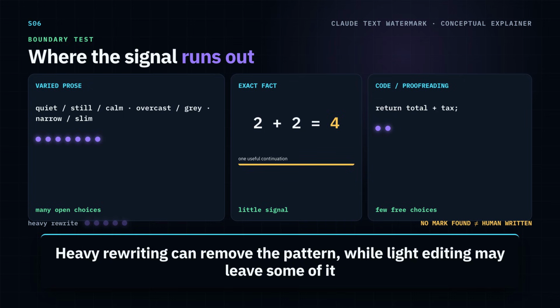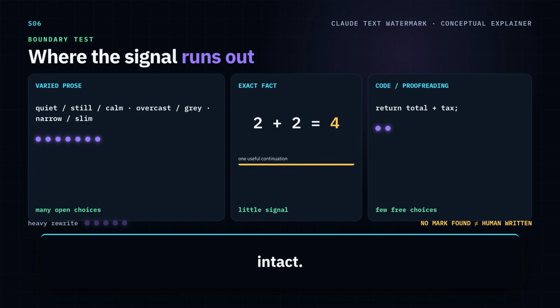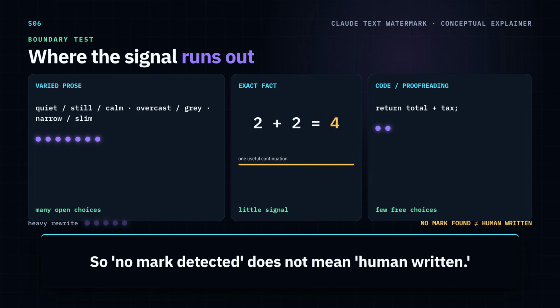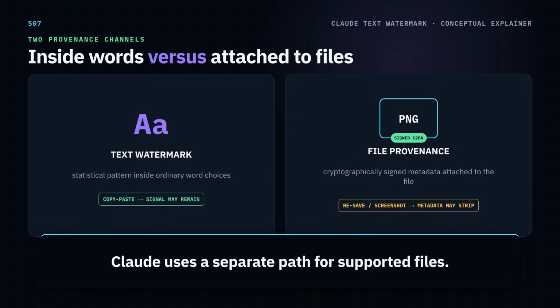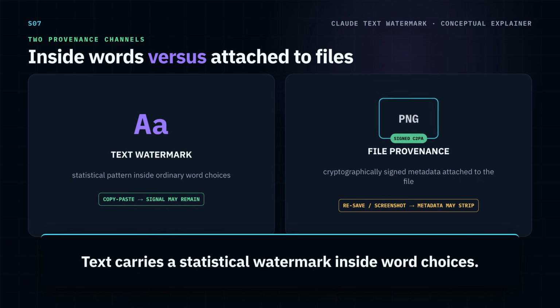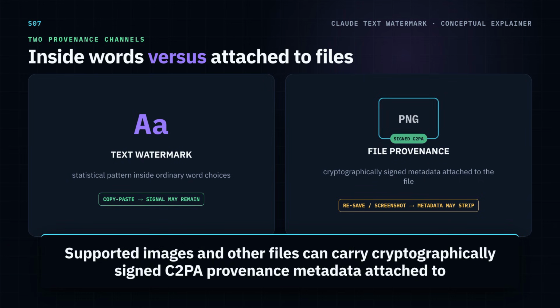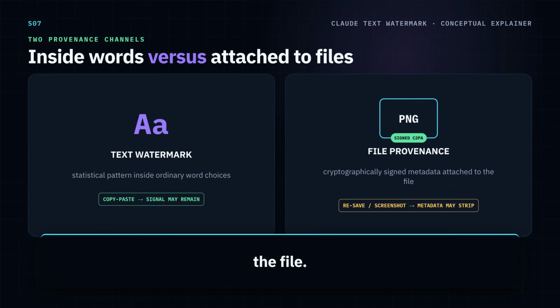Claude uses a separate path for supported files. Text carries a statistical watermark inside word choices. Supported images and other files can carry cryptographically signed C2PA provenance metadata attached to the file. That metadata can be stripped by conversion, resaving, or screenshots, so do not confuse it with the text signal.